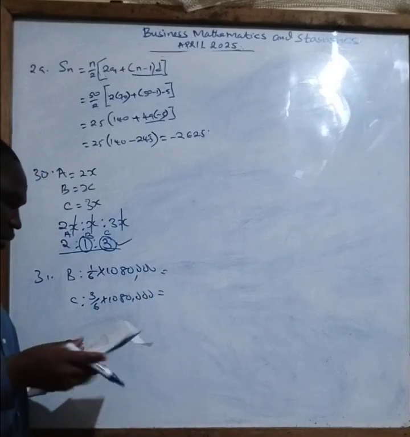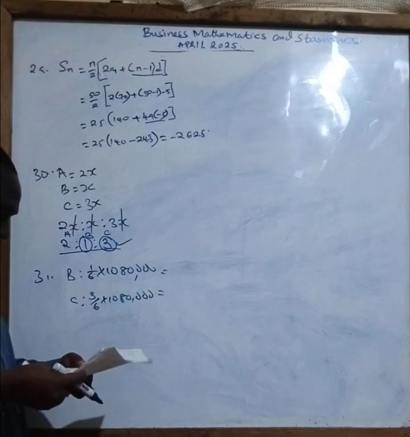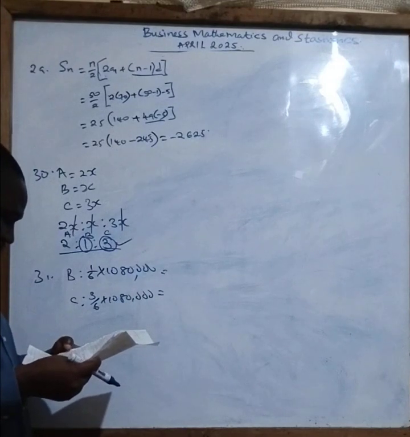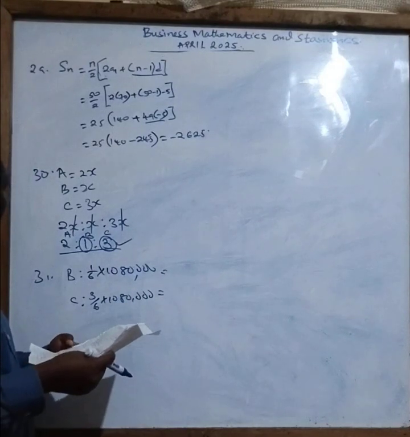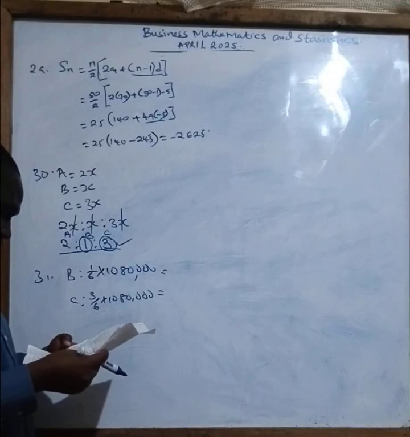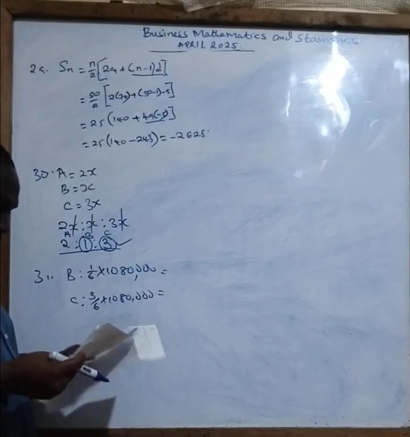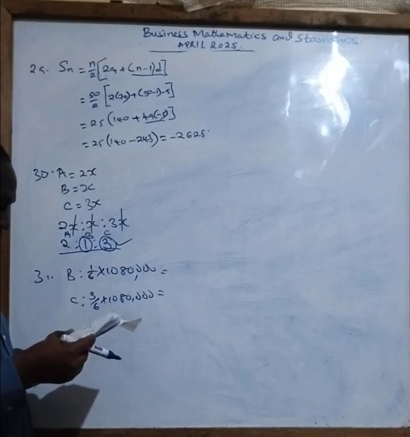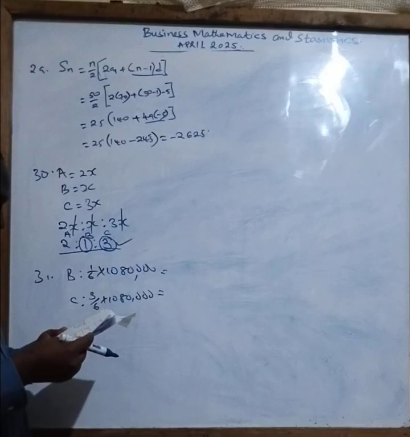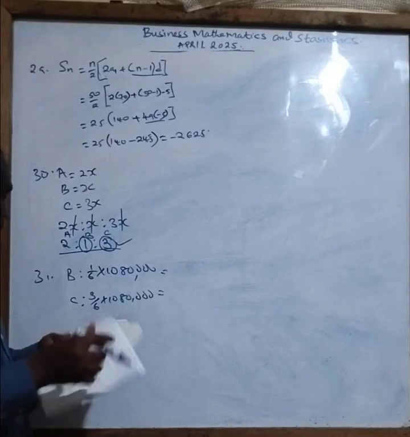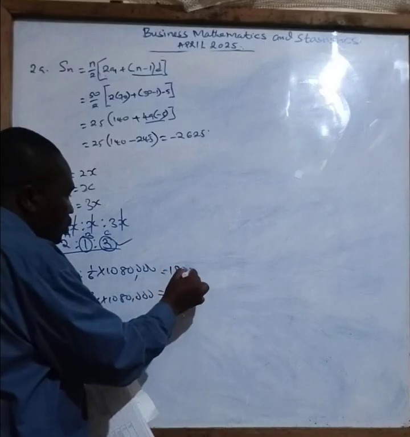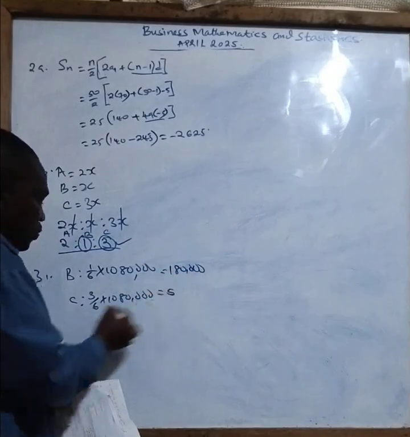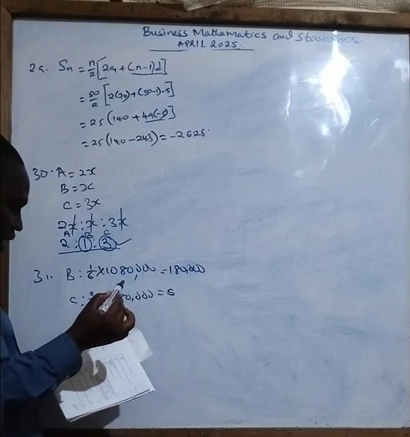So for the first one, for A and B, when you work that out carefully, the answer you are supposed to get is as follows. That is question 30. You are supposed to get 180 for A, and for B you get 180 contribution. Then 3 times this one, if you multiply, your answer is 540.